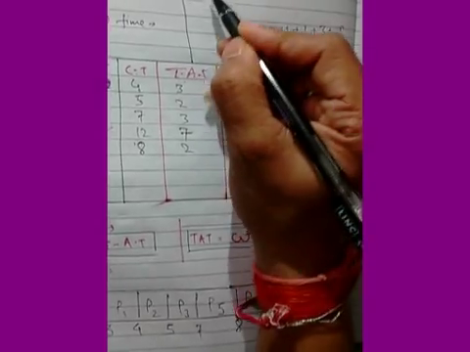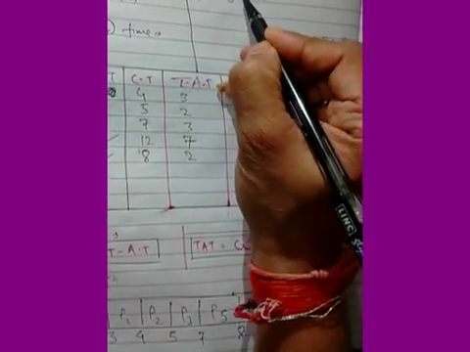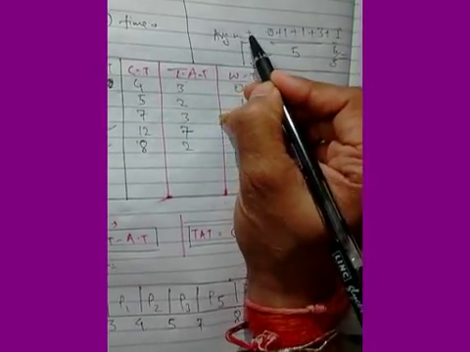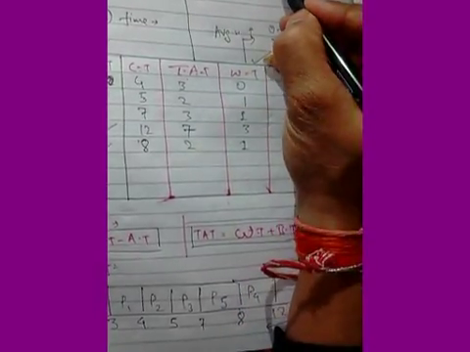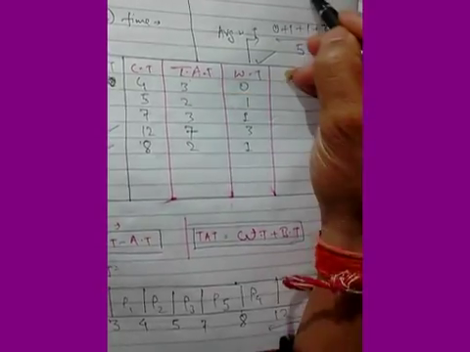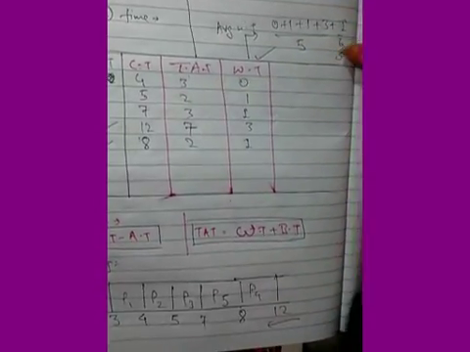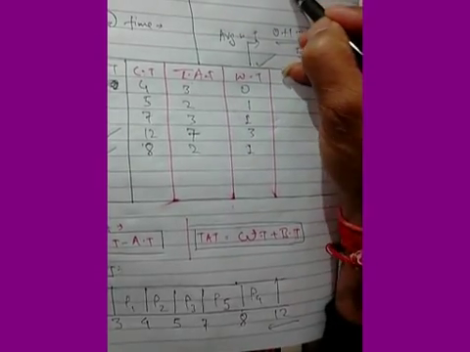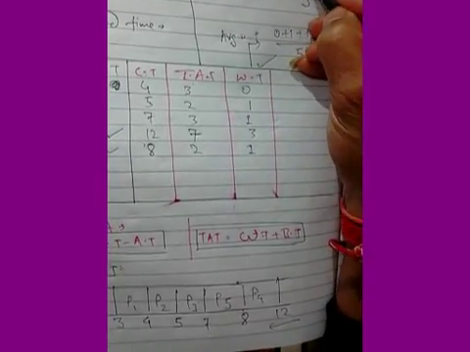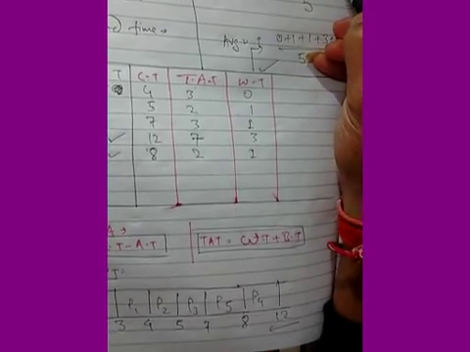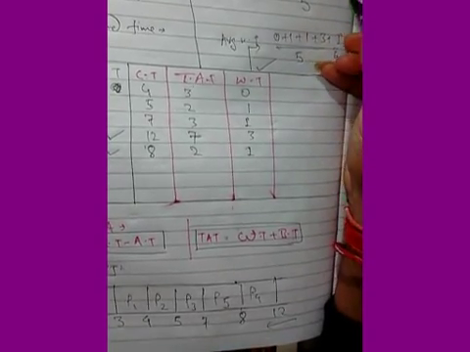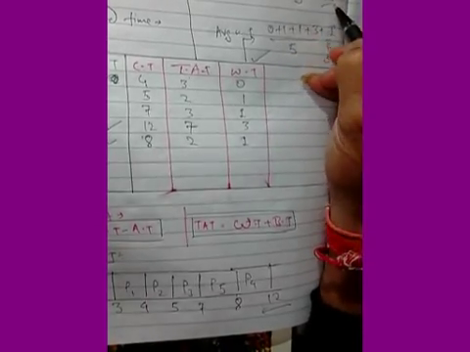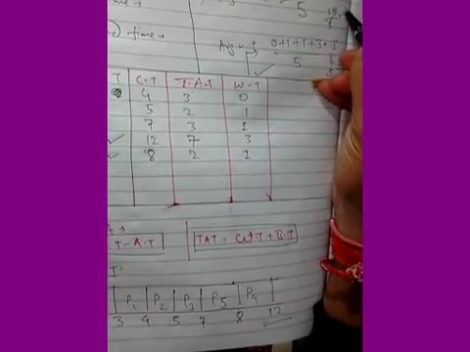Here we calculated the average waiting time. Now we'll calculate the average turnaround time. Just put 5 in the denominator, as we have 5 processes, and add up all the turnaround times: 3 plus 2 plus 3 plus 7 plus 2. So you can calculate: 3 plus 2 is 5, plus 3 is 8, plus 7 is 15, plus 2 is 17, and 15 upon 5 is 3.